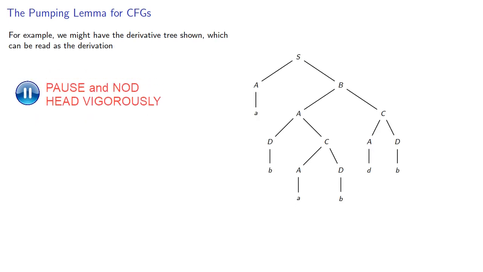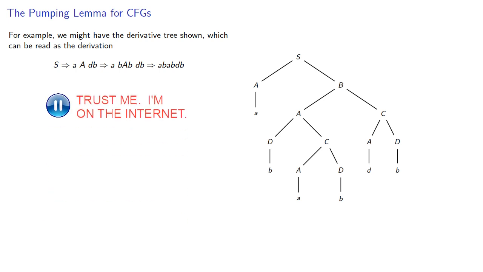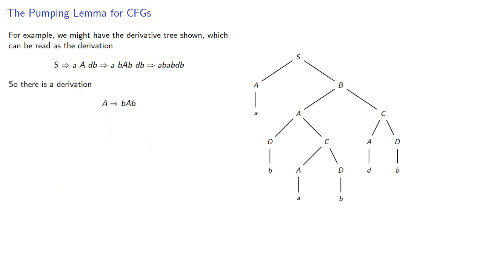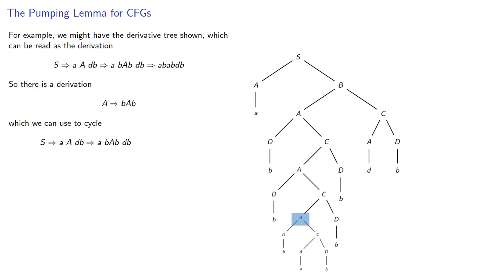For example, we might have the derivation tree shown, which can be read as having the derivation. So there is a derivation A produces BAB, that's this section of our derivation tree, which we can use to cycle. So this A here, we know there's a derivation that produces another A further down the line. And we can repeat this A produces another derivation, and so on. And this leads to a pumping theorem for context-free grammars.